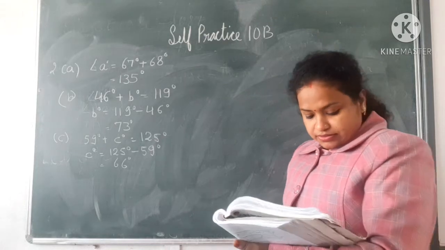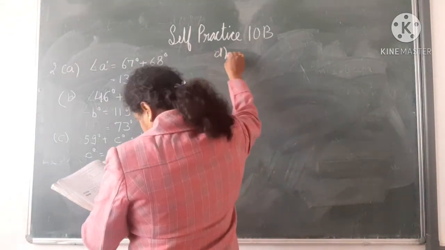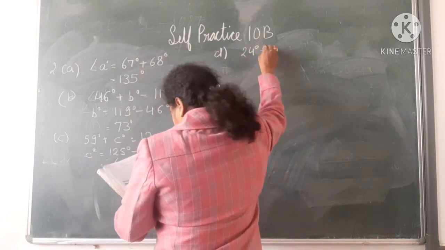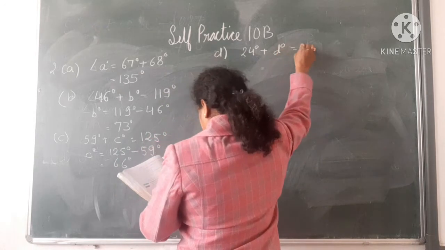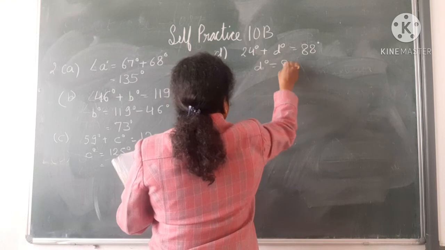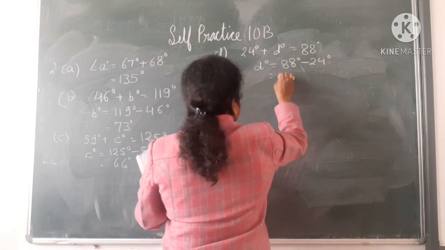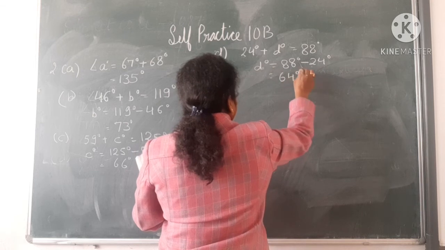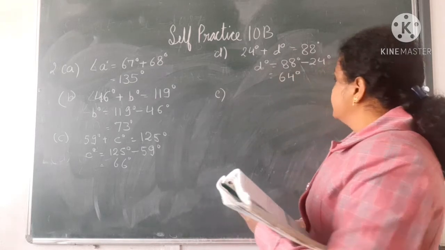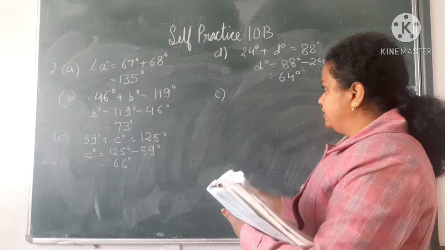Now see the D part. 24 degrees plus D degrees is equal to 88 degrees. So D degrees will be equal to 88 degrees minus 24 degrees, which gives 64 degrees. Now see the E part. How much will you get? 64 degrees.